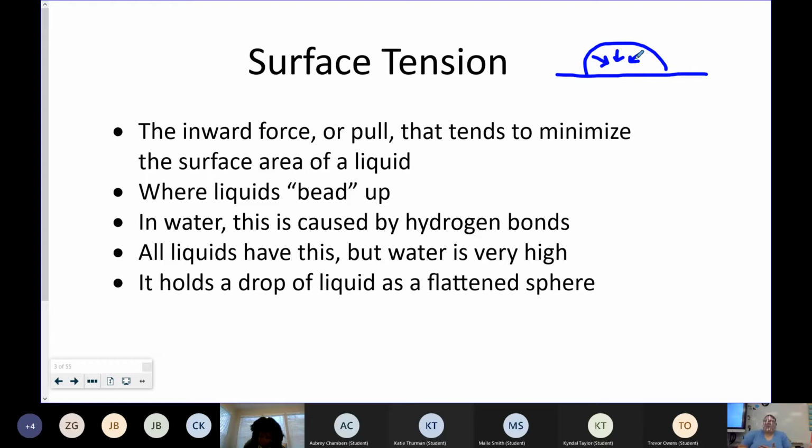And it will hold a drop of liquid as a flattened sphere. Kind of like what we drew here, where remember a sphere is a 3D circle going around. So if you cut that in half, it will try to keep all of that water in that three-dimensional half sphere.